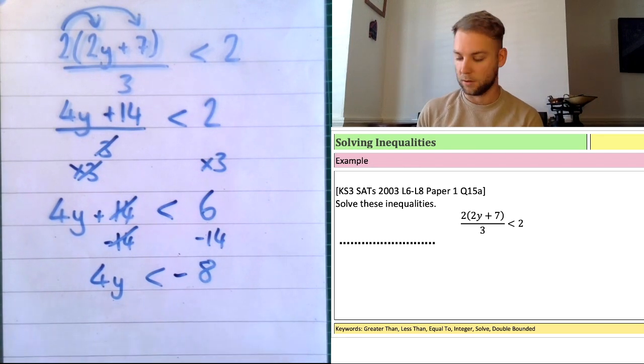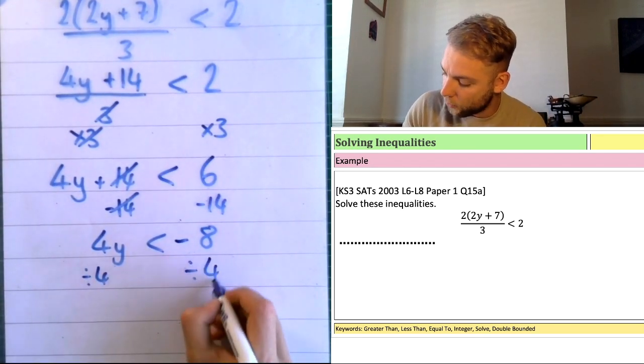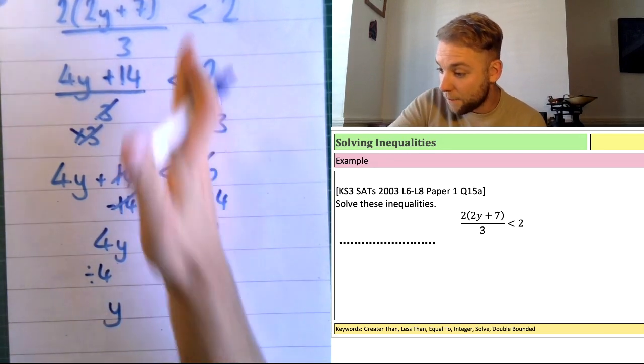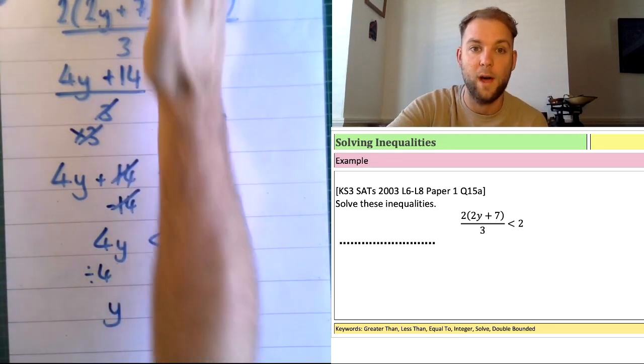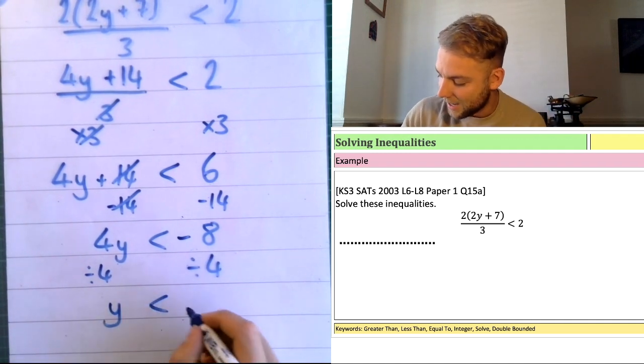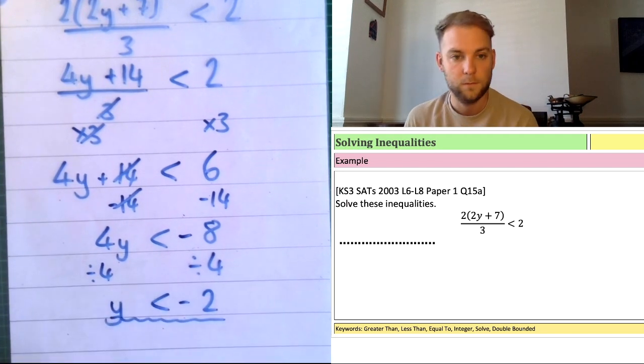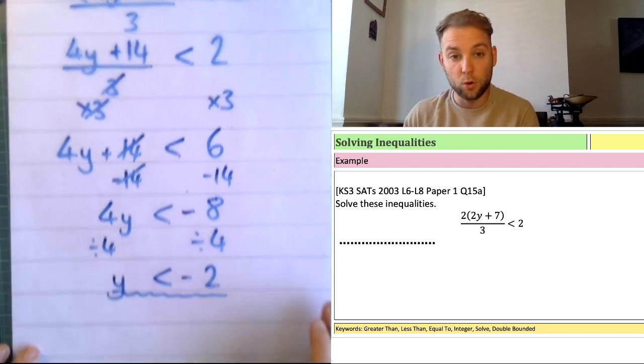Careful with that one. And then divided by 4, y, remember this symbol here, that's the important part, it's always staying the same. We're always going down and underneath. So y is less than negative 2. Brilliant. Super. So I can draw that, can't I?